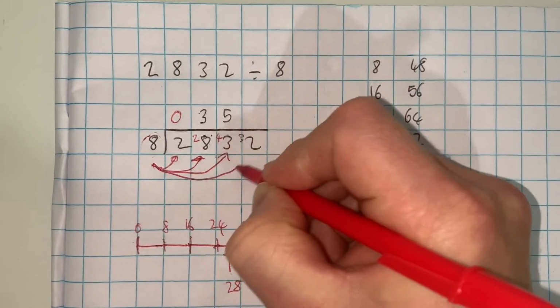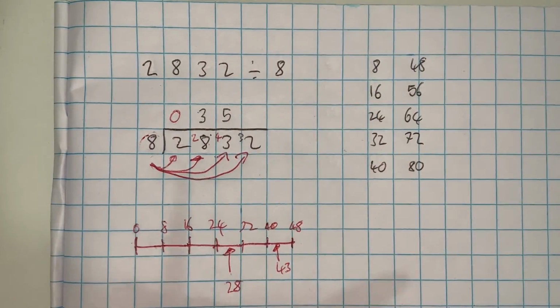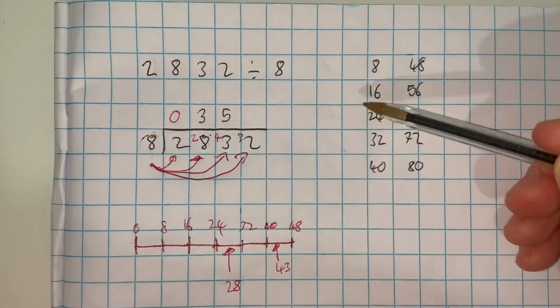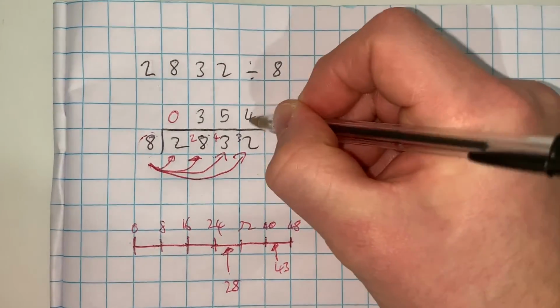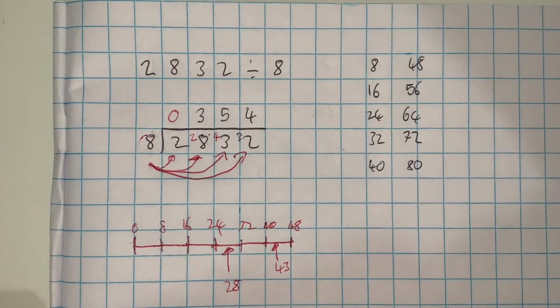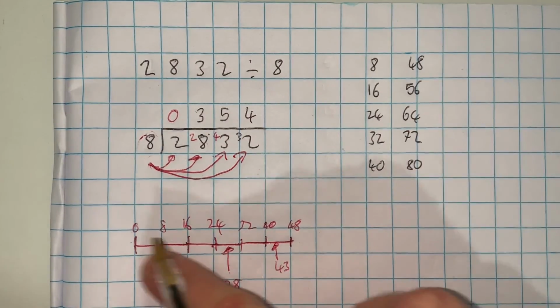And then 8s into 32. Well, that does go nicely, as you can see there, or up here, 4 times. Okay, so a slightly different method. Here, just showing the remainders.